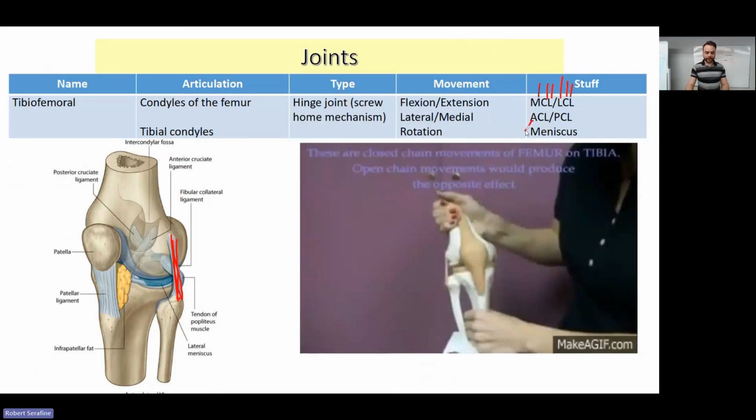So then we look at the ACL and the PCL. Now, I'm pretty sure most of the humans in this world have heard of the ACL. You've probably heard of it in regards to sports medicine, sports injuries, right? You probably heard about one of your favorite sports players maybe injuring this and so on and so forth. Well, ACL in this case, not collateral ligament, stands for anterior cruciate ligament. And then PCL stands for posterior cruciate ligament.